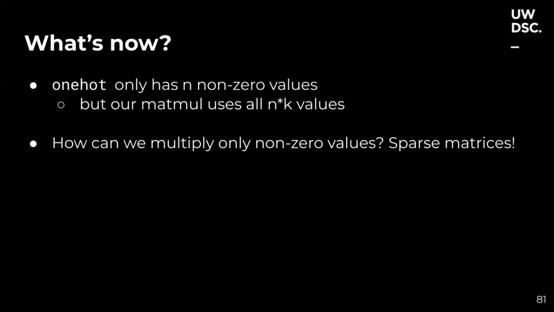But the problem is our matrix multiplication uses n by k values, right? It doesn't ignore the zeros. It uses all these useless multiplications with the zeros. And so basically we want a way to do this matrix multiplication, but only on the non-zero values, that is to say, only the n different values that are in our matrix as opposed to the n times k. And this is where sparse matrices can be applied and are super useful here.